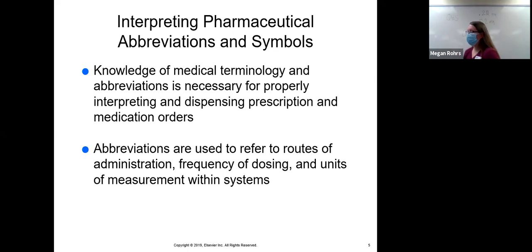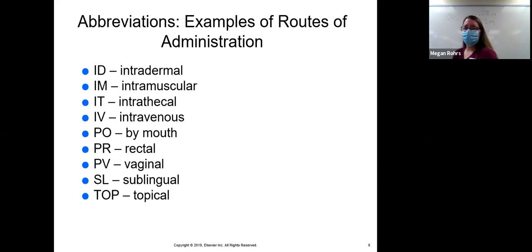So once again, it's really important for us to know how to interpret not only these abbreviations that we'll study every week, but the terms as well. So getting into some of these common abbreviations here. So starting on page 6, we can see examples of routes of administration. What does that mean?